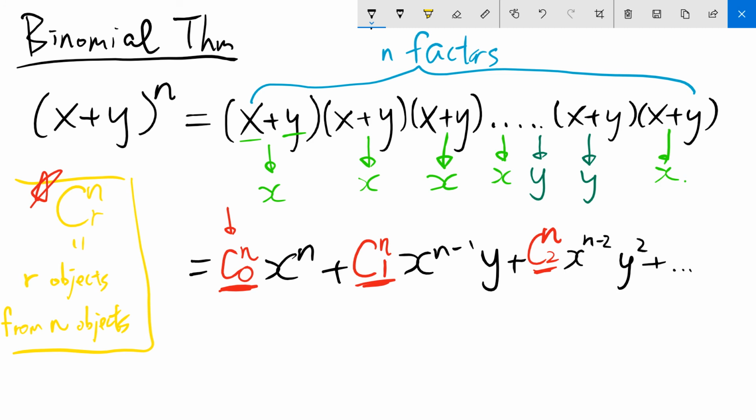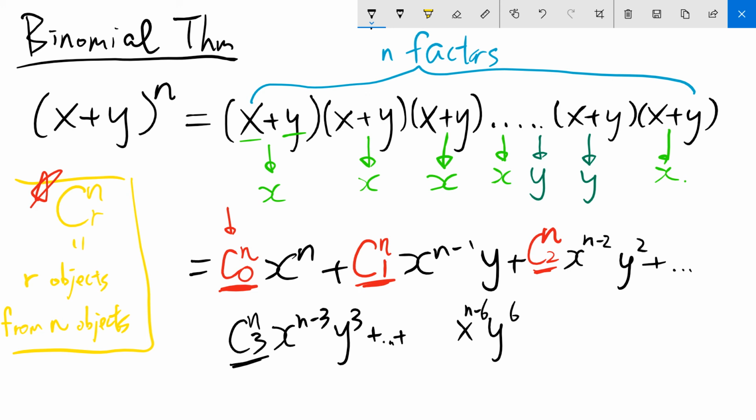So you see that if here we have y to power 3, then here must be nC3. If here is y to power, let's say 6, then the power of x is n minus 6. And here must be nC6. So if we have y to power r times x to power n minus r, that means we choose r factors for the y out of n factors. So here must be nCr.